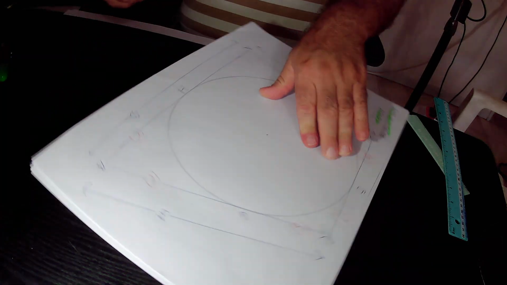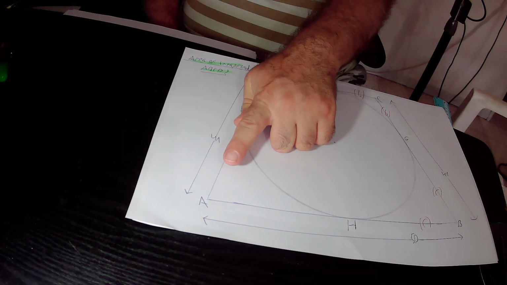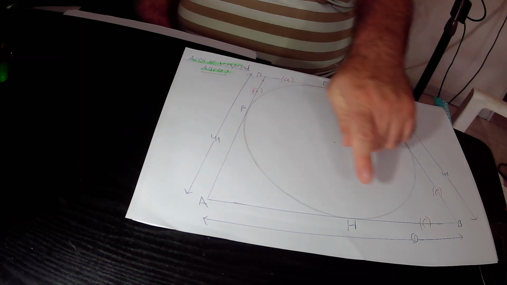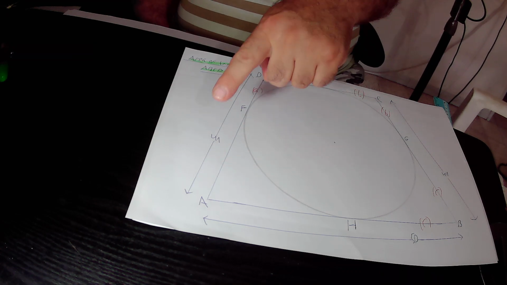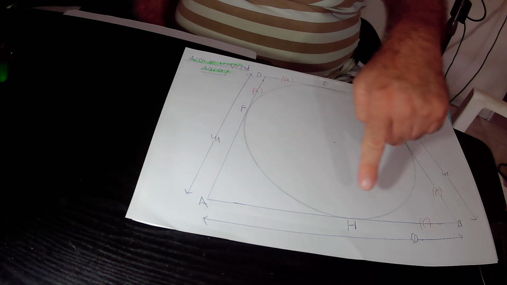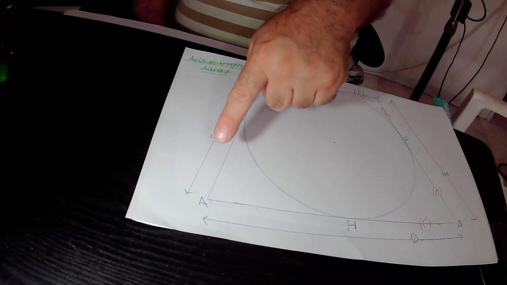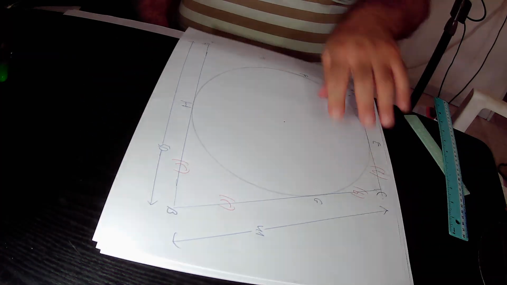Finally, we'll focus on this common external point A. For this common external point A, we have two tangents to this circle, tangent AH and tangent AF. And according to rule 2, they are equal to each other. That is to say, AH equals AF. So if we define the length of tangent AH as d, then the length of tangent AF must also be equal to d because they are equal to each other according to rule 2.